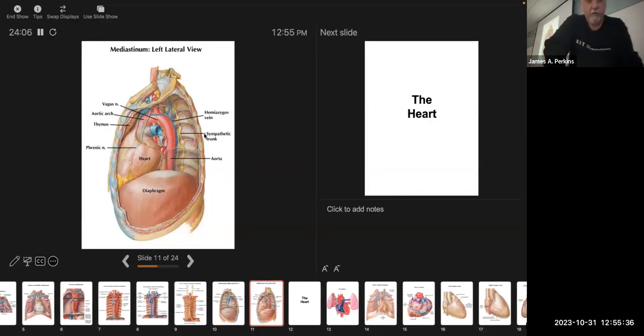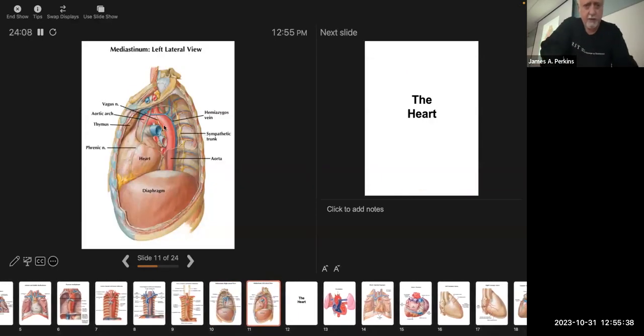And then similar kind of view looking in from the left side, the big difference here, of course, being the presence of the aorta on the left. So we've got the aortic arch with its branches up here in the superior mediastinum, and then the aorta turning to become the thoracic aorta or descending aorta, heading down to eventually pierce through the diaphragm.